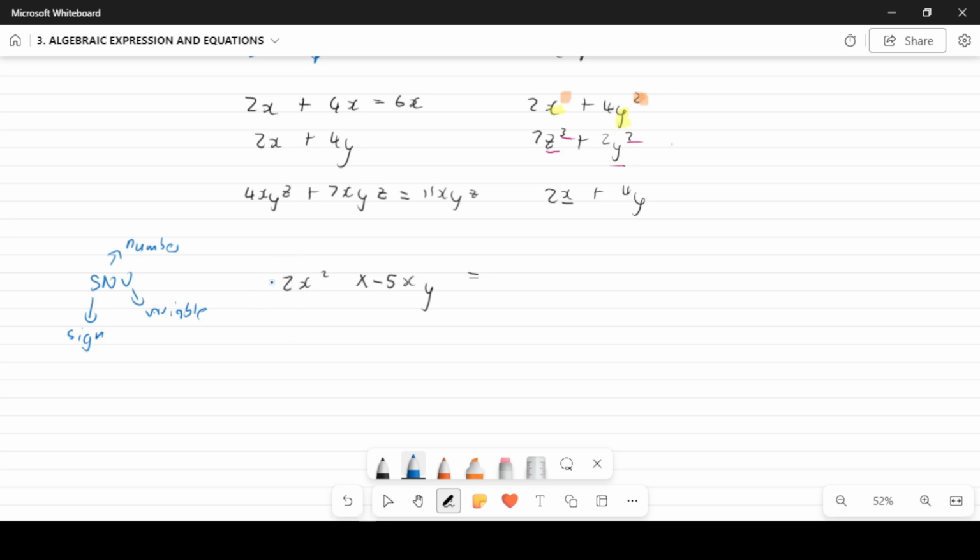You take the signs. See, this has a positive and a negative. Remember, the positive is invisible. Then we say positive times the negative is what? Negative. Then we go to the number. 2 times 5 is 10. X squared times xy is x to the power 3y. Right?